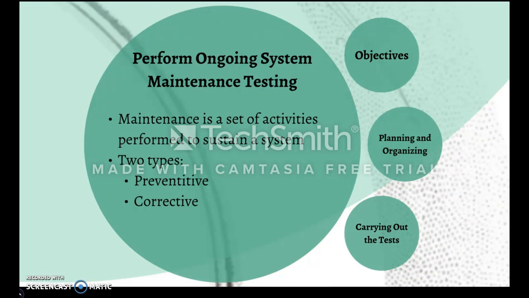Performing the maintenance testing involves carrying out the activities needed to sustain a system. As mentioned before, maintenance is generally divided into two types: preventative and corrective maintenance. Preventative maintenance testing is inspecting the system and making sure it performs according to expectations on a day-to-day basis. Corrective maintenance is conducted when a system malfunctions or fails.